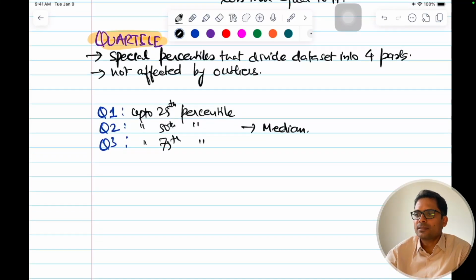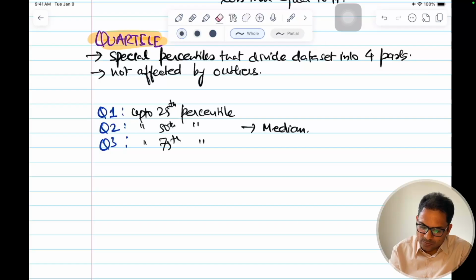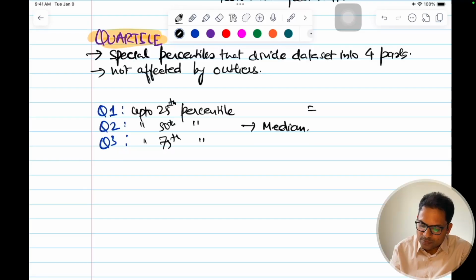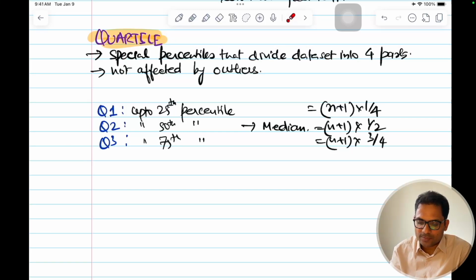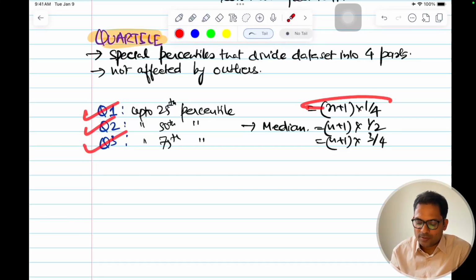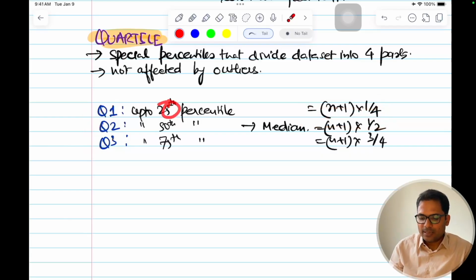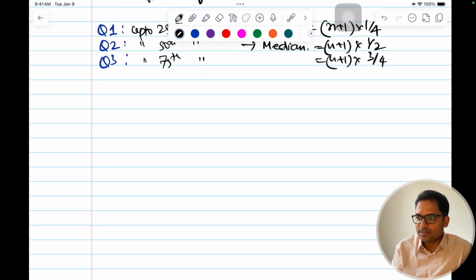Okay, so let's understand, and how do we calculate it? Q1 is (n plus 1) into 1 by 4, Q2 is (n plus 1) into 2 by 4, that is half, and Q3 is (n plus 1) into 3 by 4, that is the 75th percentile. So these are the 3 quartiles, Q1, Q2, Q3: data less than the 25th percentile, less than the 50th percentile, and less than the 75th percentile. Let's understand quickly with an example.